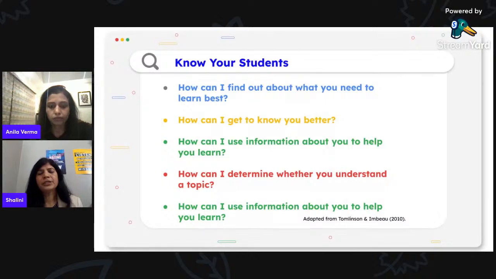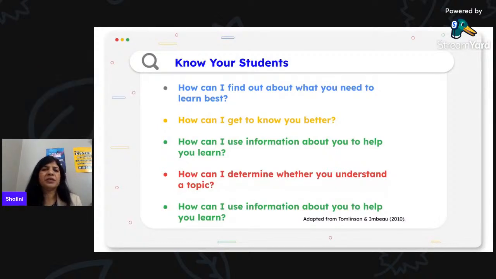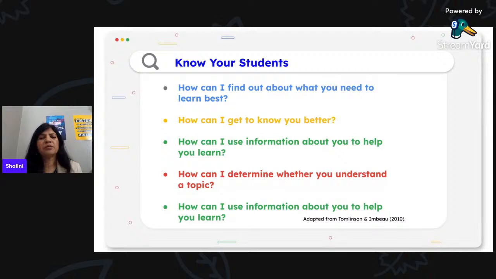We can ask children one on one, like, how can I find out more about what you need to learn best, or how can I get to know you better, or how can I use information about you to help you learn, or how do I know whether you are understanding the topic or not? How can I use information about you to help you learn?